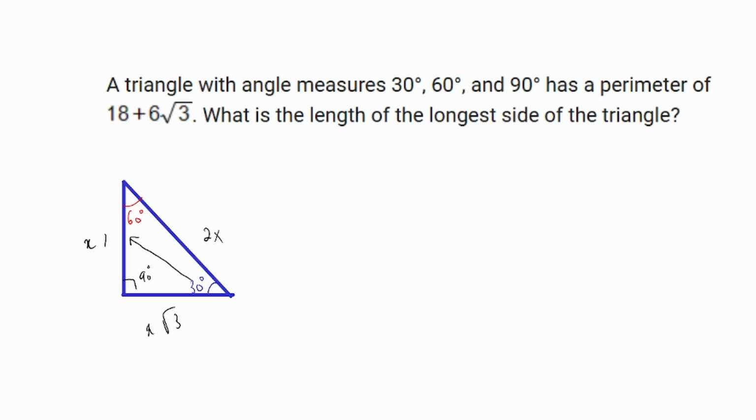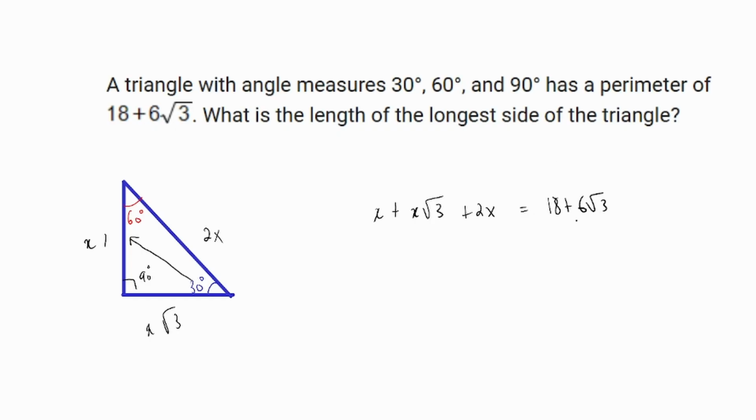Now what's really important is that we need to add up our sides. If we have x plus x square root 3 plus 2x, it should be equivalent to the perimeter that we have here, which is 18 plus 6 root 3. So let's write that down. We'd have x plus x root 3 plus 2x, and this is going to be equal to 18 plus 6 root 3.